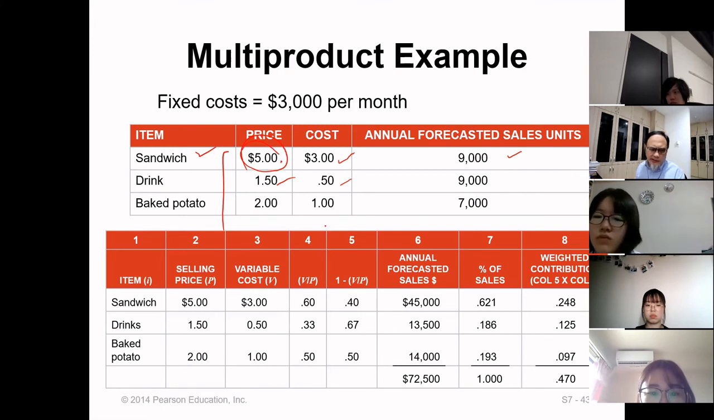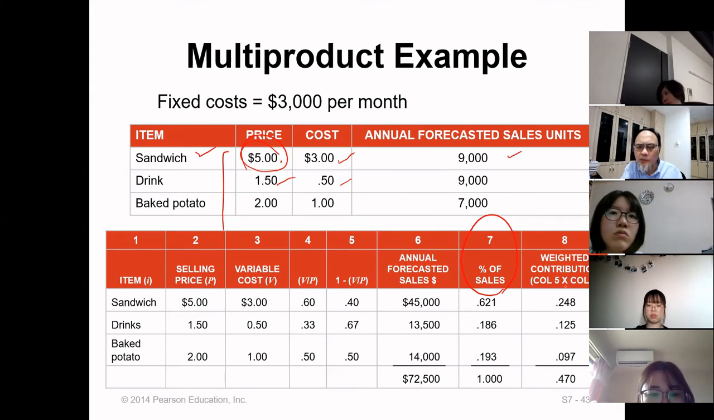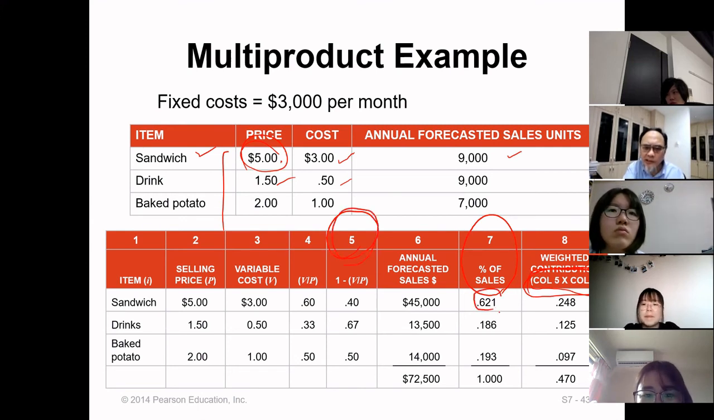Each item has its selling price, and there is a contribution, 1 minus V over P, and this is the percentage of sales. It will give you your weighted contribution, which is column 5 times column 8. So you'll see here the weighted contribution for different products. This is when you have multiple products and you need to determine the best combination to break even.